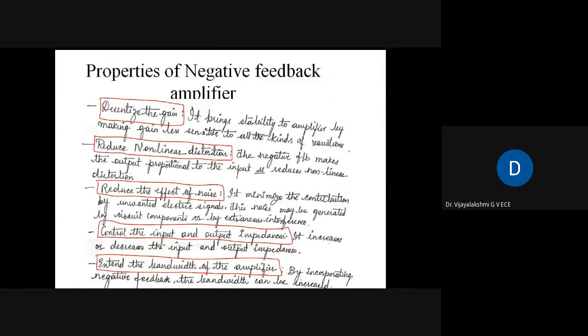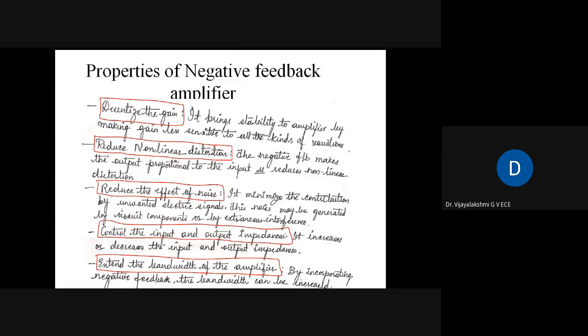And the other parameter that affects the amplifier is noise. When you design a circuit, noise comes into the picture. It may enter your circuit, and that may result in degradation of the performance of the circuit. The noise can be external noise or noise within the circuit. Noise, we call it an unwanted electric signal.